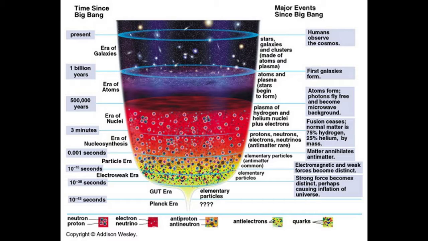After 10 to the negative 10 seconds, we get into the Hadron era, which, in the diagram, I believe is called the electroweak era. The strong force is dominant in this era, and the temperature is dropping rapidly. After 10 to the negative 6 seconds, the Hadron era leaves, and we get into the lepton era, or particle era in the diagram. Electrons and neutrinos are dominant.